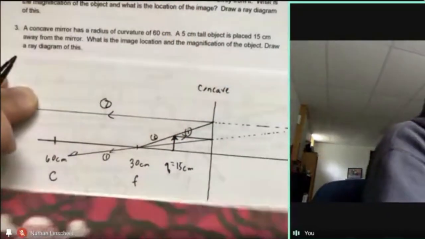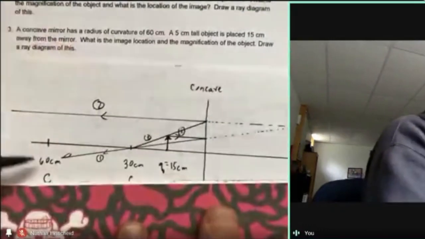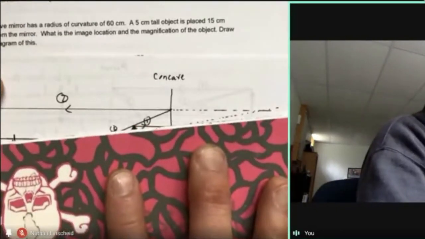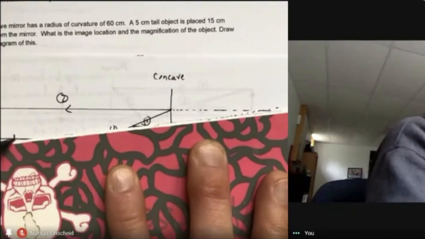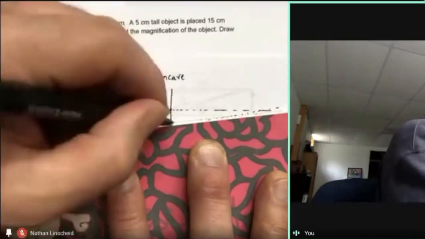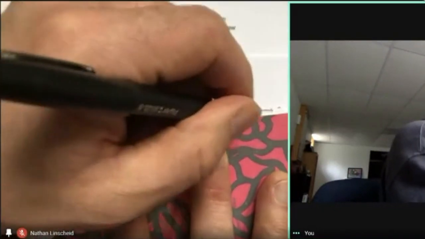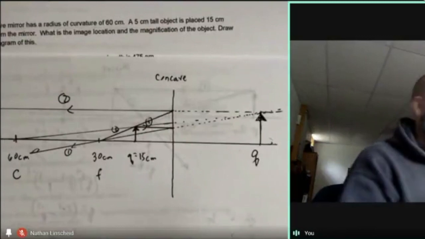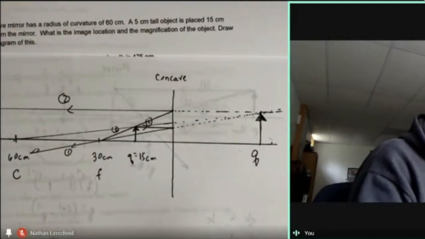And then the last one is the one, again, where I just go to the center of curvature. And I'm going to connect that through the top of my object. That's going to reflect back this way, but I'm going to dot that reflected ray back. And once again, you can see all three of these lines are all intersecting back here. And this is my image. Now notice the image is on the back side of the mirror, meaning that that is going to be a virtual image. And it's upright, so we know that it's virtual anyway.